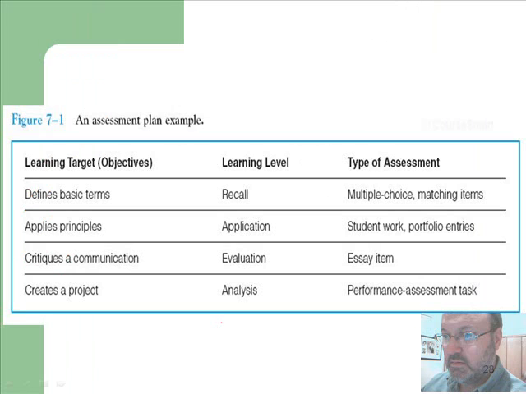So what would this look like? Like your learning objective first is to define the basic terms. The learning level is just recalling it. That's simply multiple choice. But when you want to apply that principle, then it's an application. That's when they have to show work, portfolios, entries. But let's move on. You've got to critique it at the evaluation level.